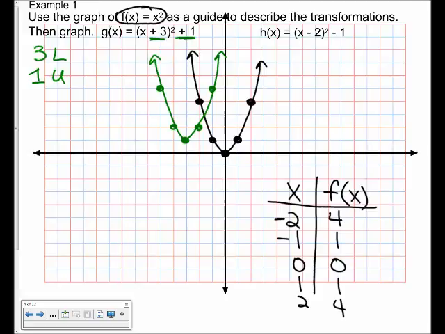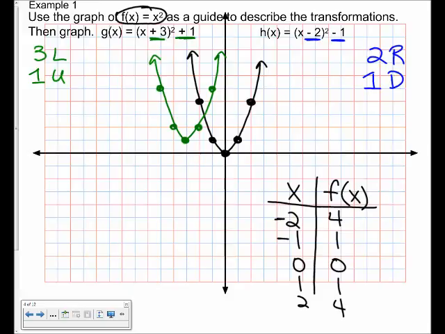All right, I'm going to use blue for the next one here. I have a -2 inside the parentheses and a -1 outside. So if on the previous problem, moving 3 to the left was a +3, now if I look inside the parentheses, I see subtraction of 2. So it's actually going to be 2 to the right. And then minus 1 on the outside is 1 down.